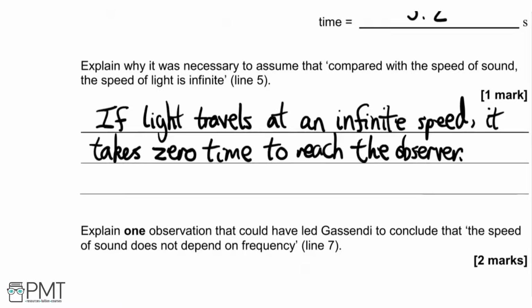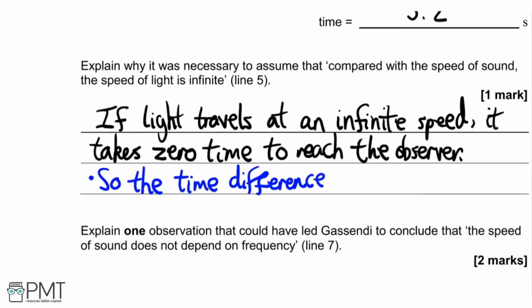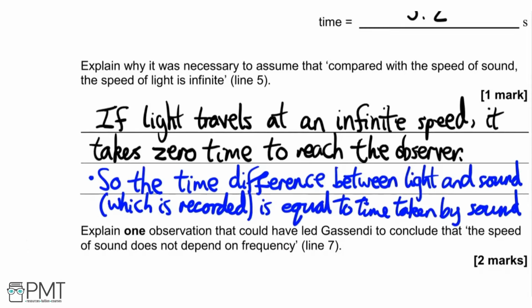And just to add an extra bit of clarification there in terms of why that is. Like I said there, we're actually measuring the time difference between the light arriving and the sound arriving. But if the light gets there in 0 seconds, then that time difference will be just the same as the time taken by sound, which is what we want in the first place in order to make those calculations.